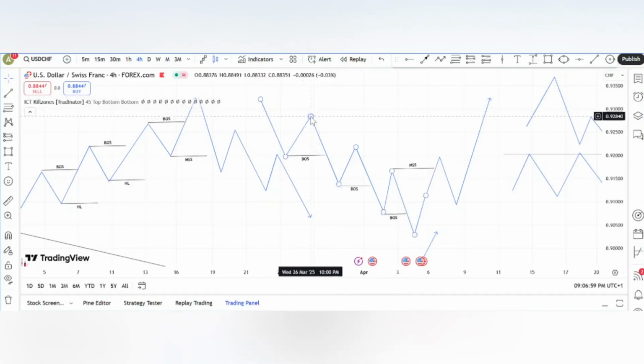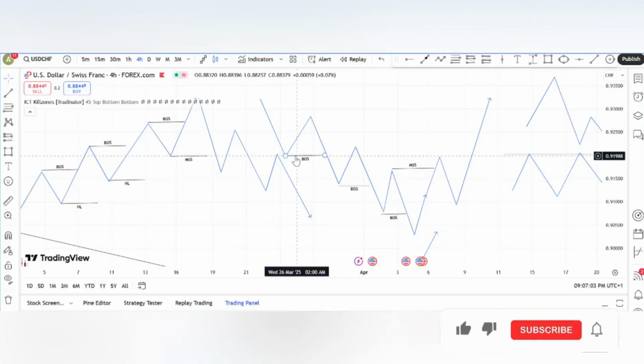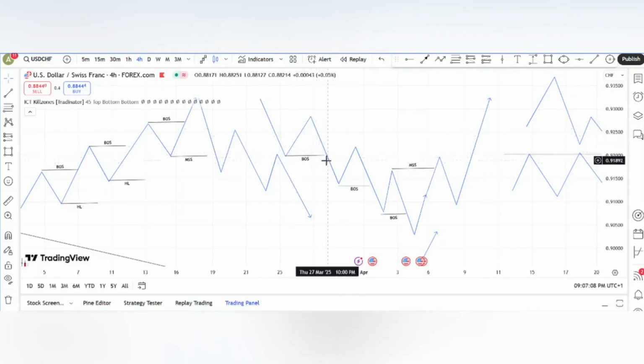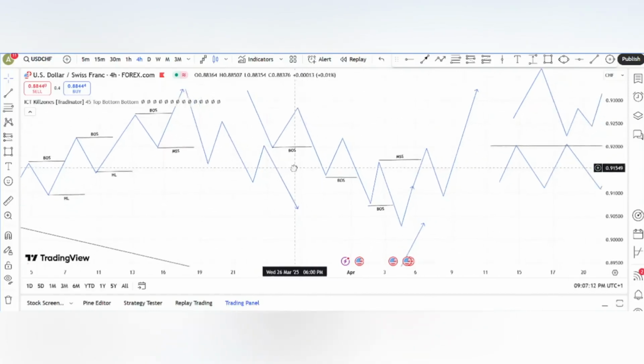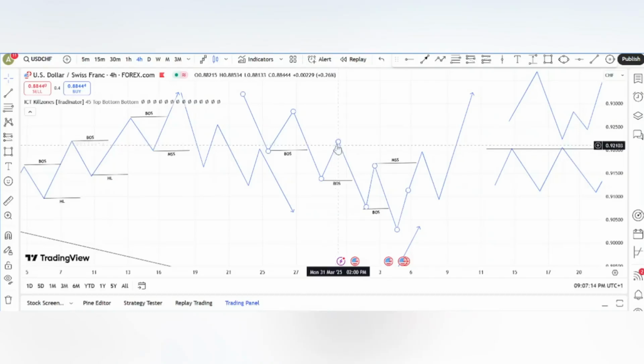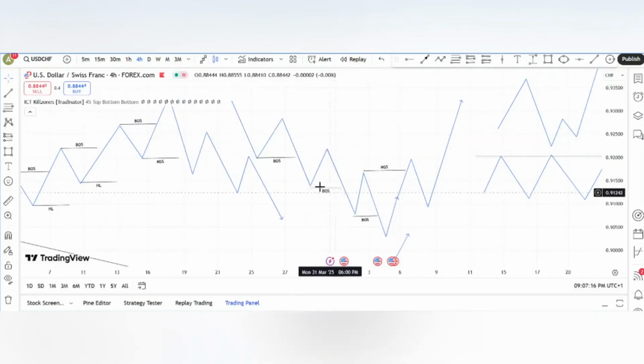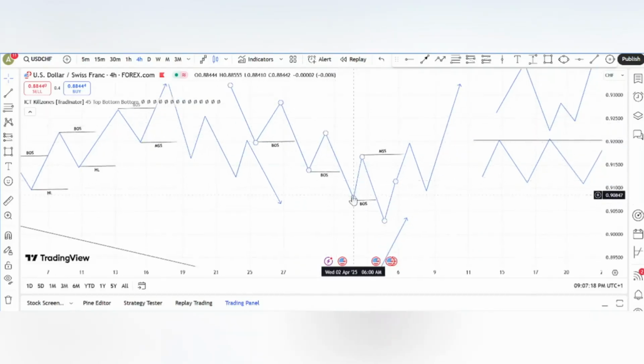So this is a lower high, and then we get a break of structure. Note, this is a break of structure, because this candle has momentum to break this structure, to break this leg. So what do we get again? We wait for a pullback or a retracement, then a continuation, and a break of structure.